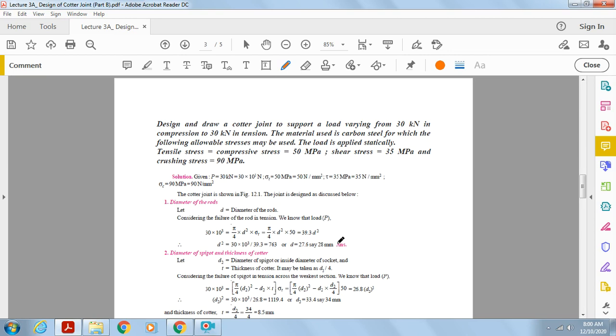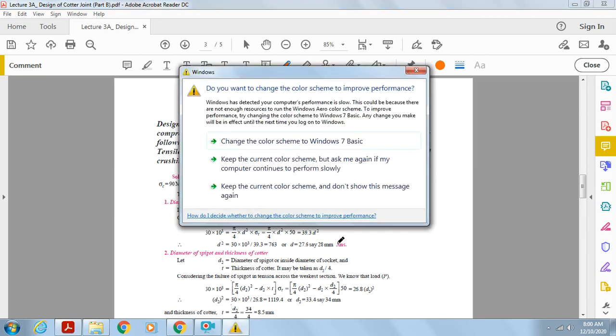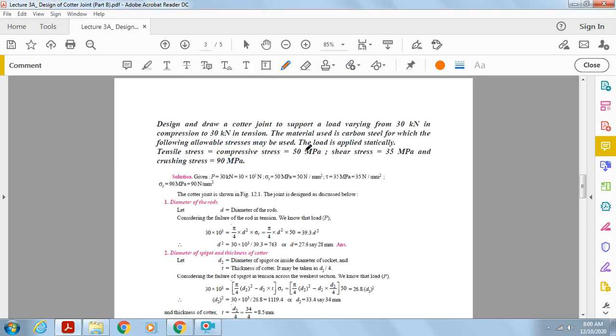Design and draw a cotter joint to support a load varying from 30 kilonewton in compression to 30 kilonewton in tension. The material used is carbon steel, for which the following allowable stresses may be used. The load is applied statically. So first of all, we have to design and also draw a cotter joint that will carry the load of 30 kilonewton. It may be tension or it may be compression type. The material used here is carbon steel.